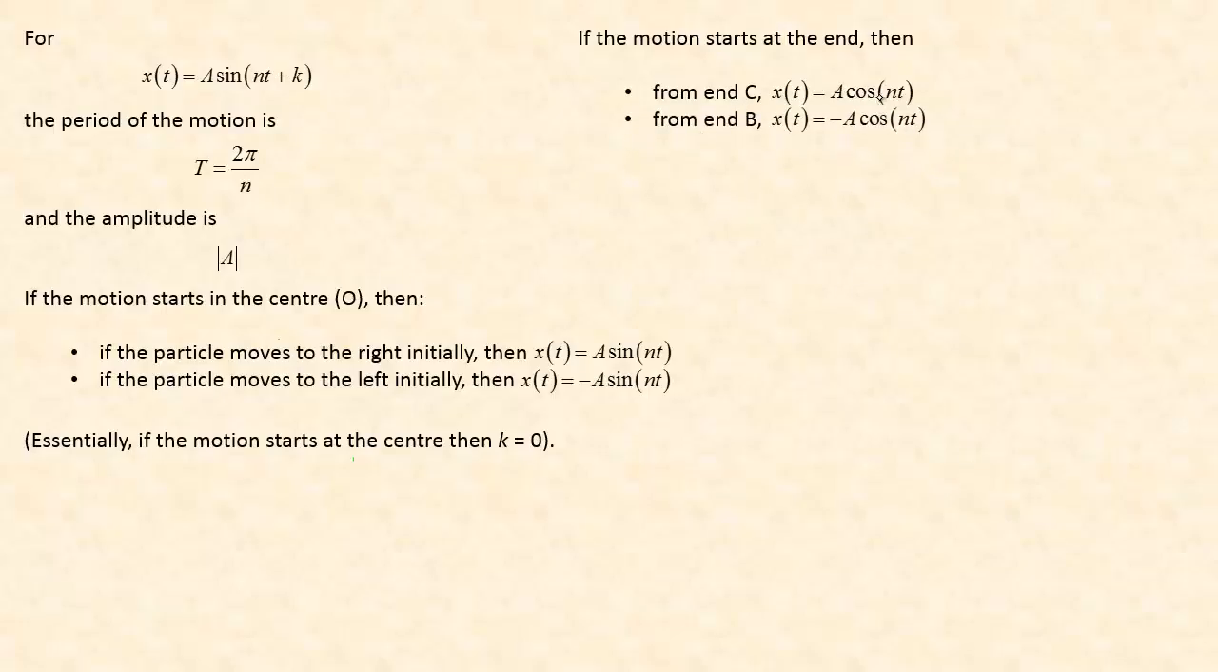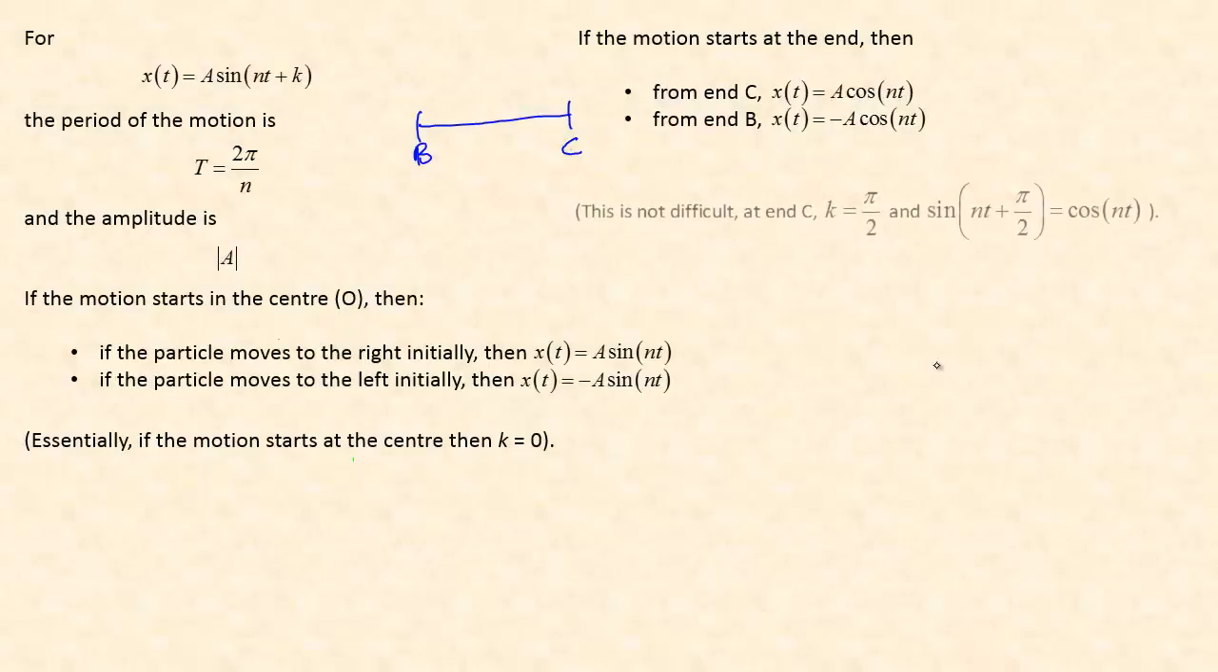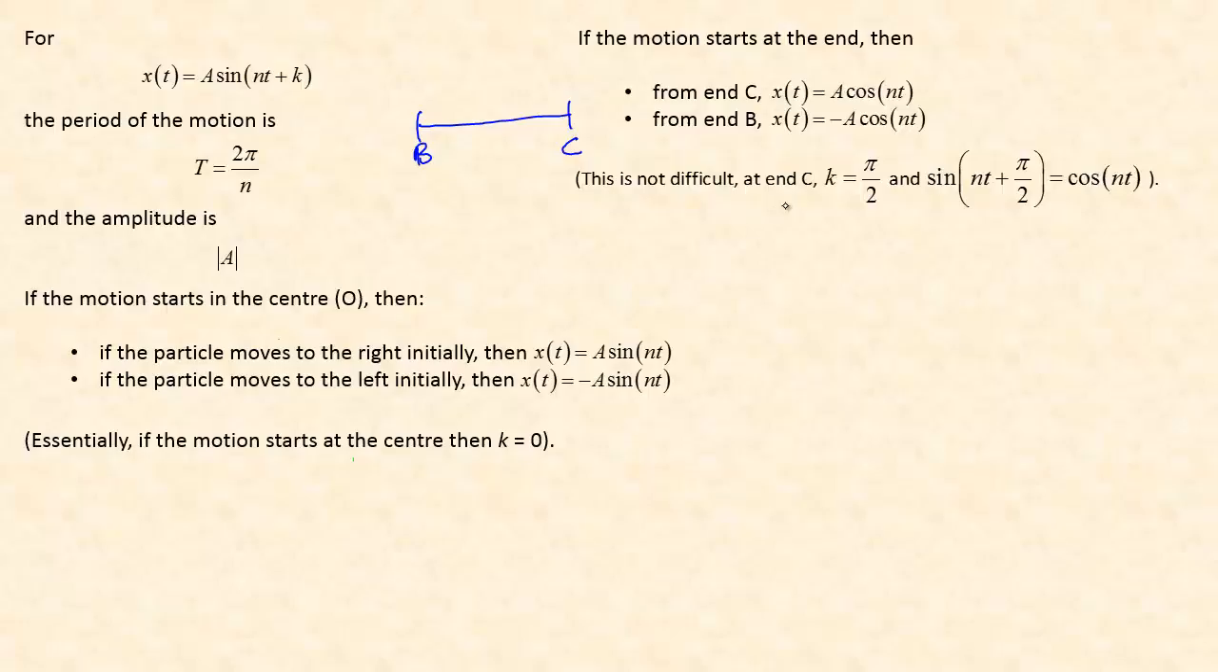If it's from end C, then it's a positive a. If from end B, you need to refer back to the diagram, then it's a negative. So, referring back to the diagram, this is end B, and this one is end C. This is not difficult. At end C, k is pi by 2, and sine of nt plus pi by 2 is the same as cos nt. We mentioned that just now.